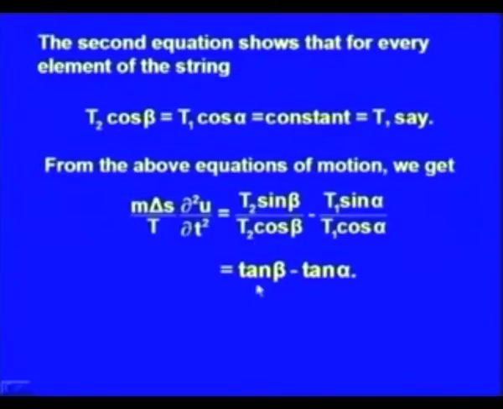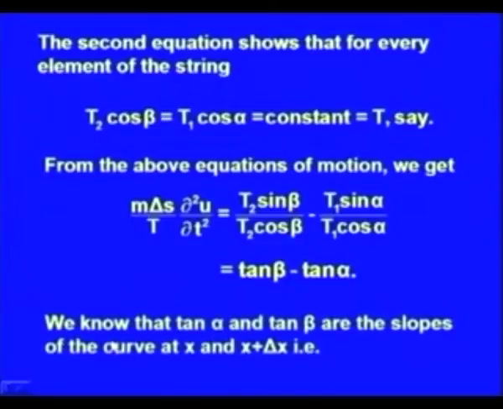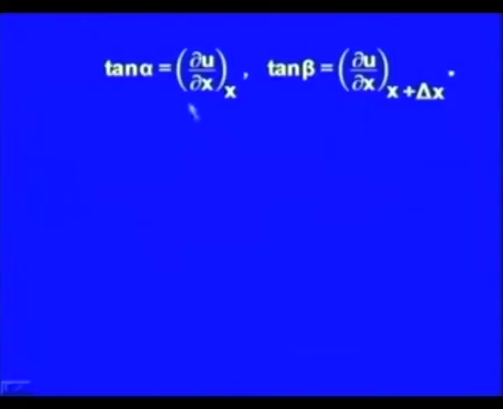The right hand side of this equation becomes tan β minus tan α, and from the figure it is clear that tan α and tan β are the slopes of the curve at the point x and at the point x plus Δx. Therefore, tan α is equal to the partial derivative of u with respect to x at x, and tan β will be the partial derivative of u with respect to x at x plus Δx, that is the slopes at x and at x plus Δx.